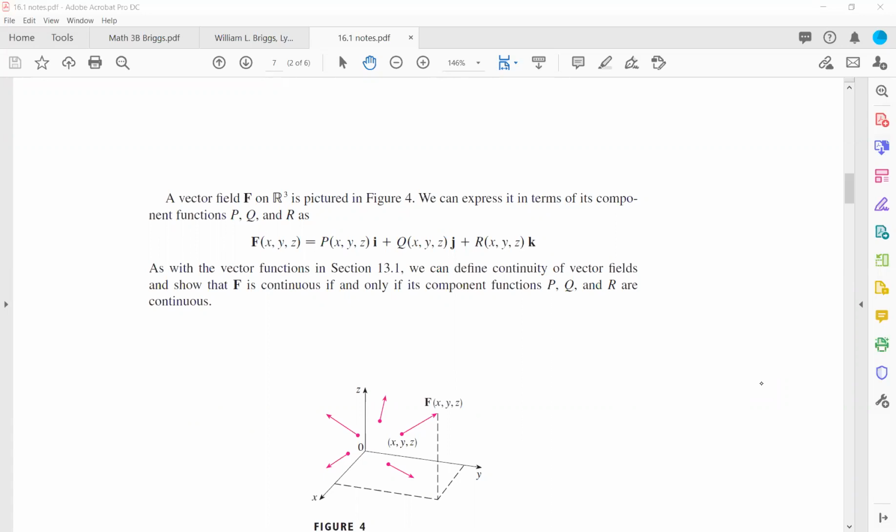As with the vector functions in chapter 13, which you learned in Math 1C, we can define continuity of a vector field and show that function f, this vector valued function, is continuous if and only if these scalar functions, or component functions, are all continuous.